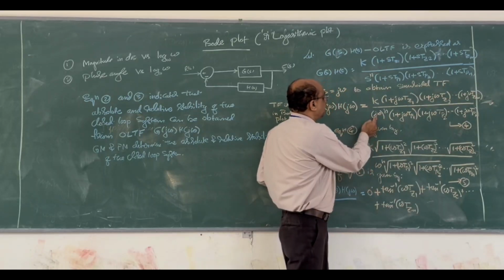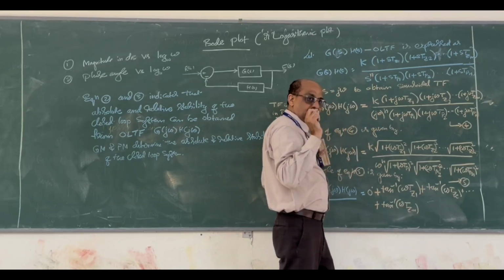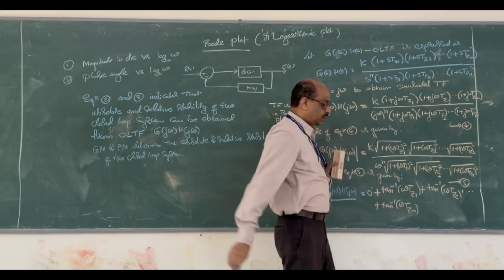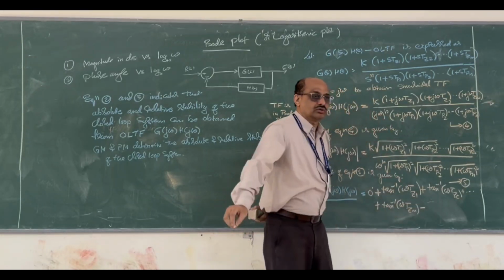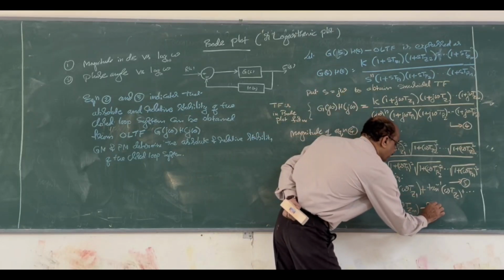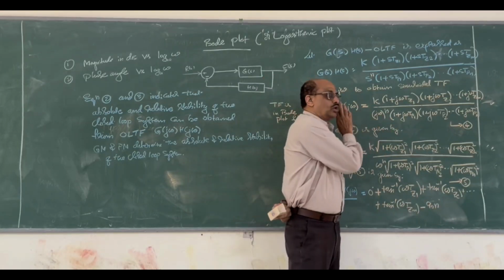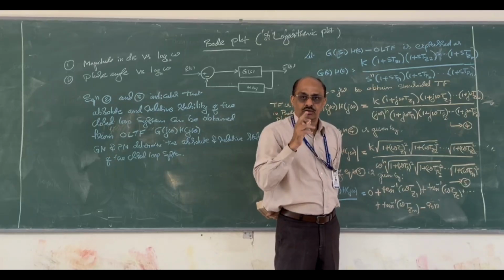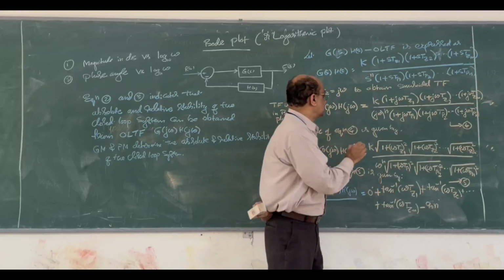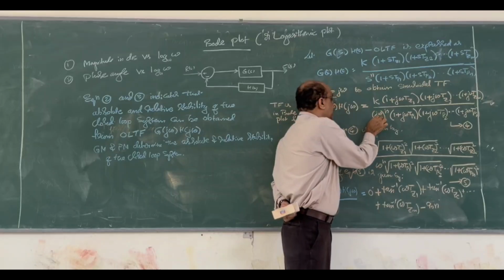Then the angle contribution of the term j to the power of n: j is 90 degrees, but since it goes to the denominator, it is minus 90. So you have to take minus 90 n degrees. If only one pole is there, minus 90; two poles, minus 180. So it goes like that. Minus 90 n degrees is the angle contribution due to the n poles at the origin.